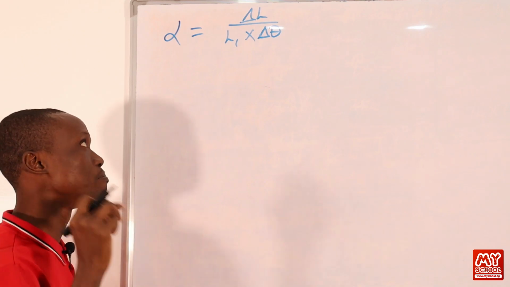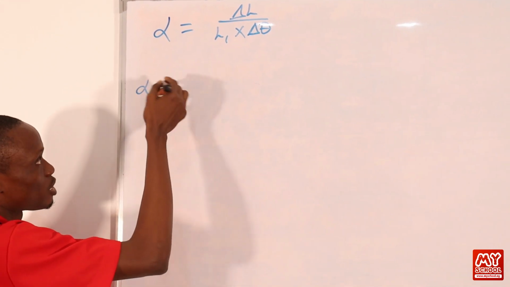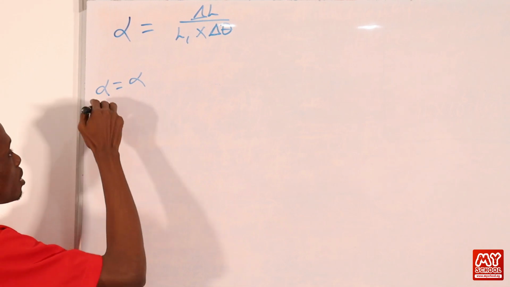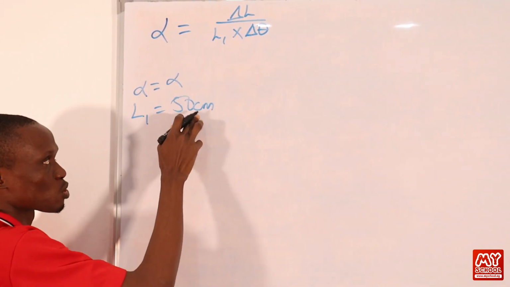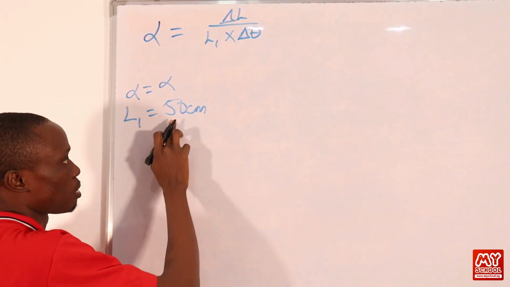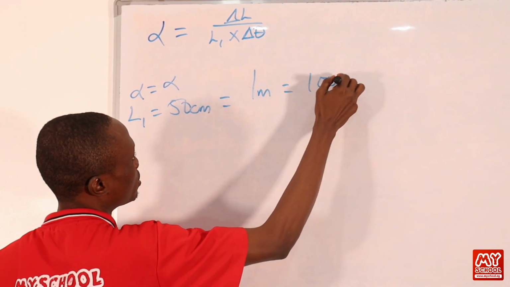and we must do that in meters. We are told that alpha, the linear expansivity, is alpha. You can come to the question. Now L1 is equal to 50 centimeters, but since we are asked to calculate this in meters, we have to convert this to meters. Remember that 1 meter is equal to 100 centimeters.